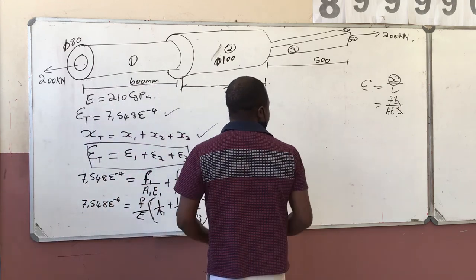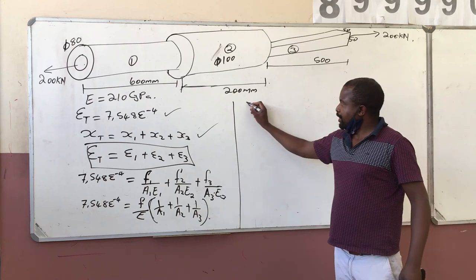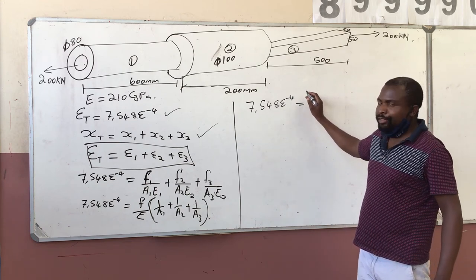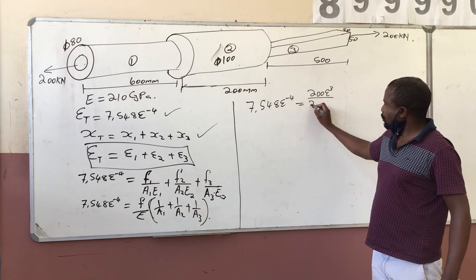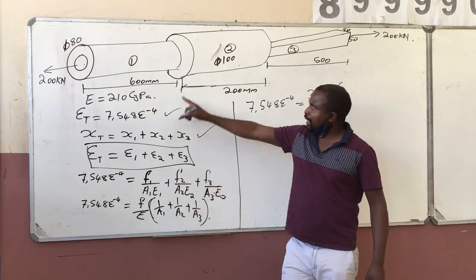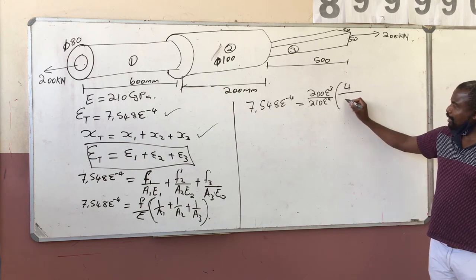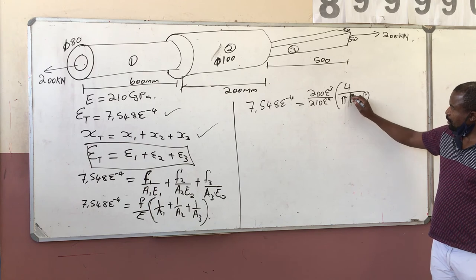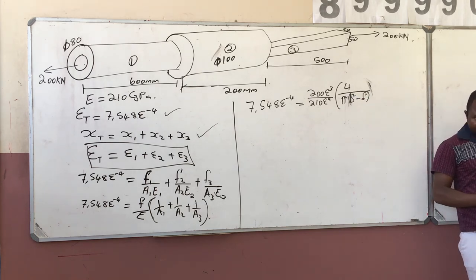So in this case, we have 7.54 is equals to F. Don't we have F? 200, it's 200, right? Exponent 3 over 2 exponent 9 into 1 over area. When we check area 1, it's a hollow shaft, right? Or a pipe, which means I will be having 4 over pi, d square over d square. Do you need to explain this one? No. I don't, right? Yes.